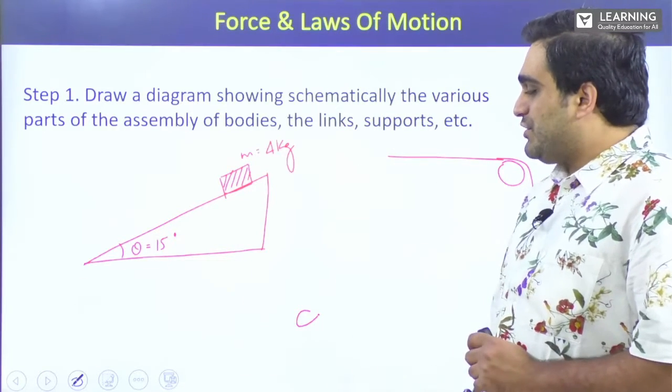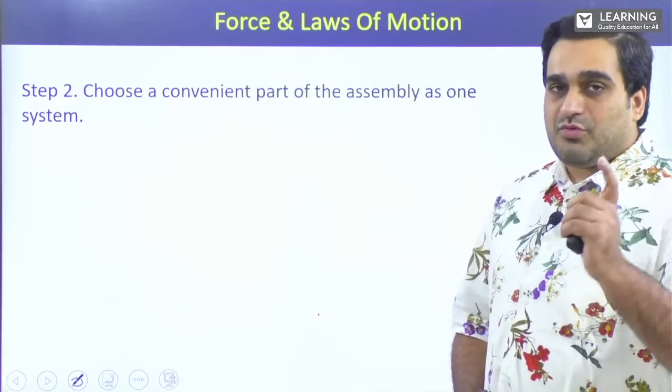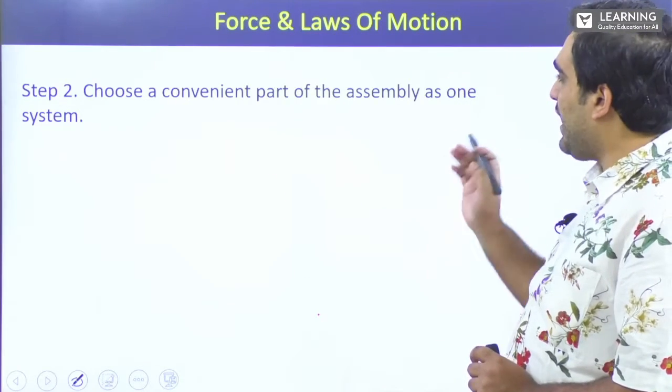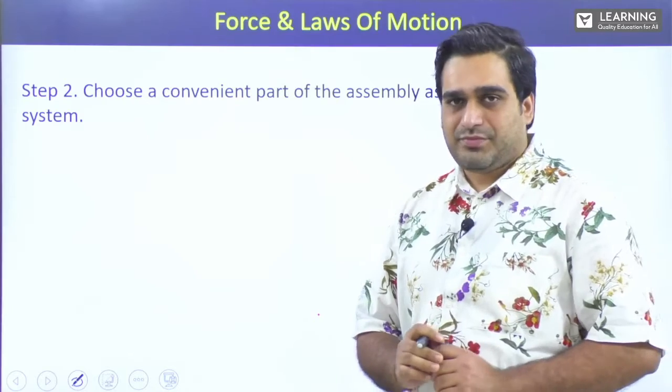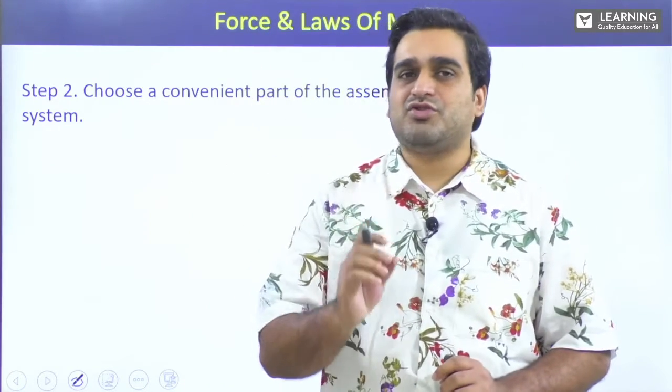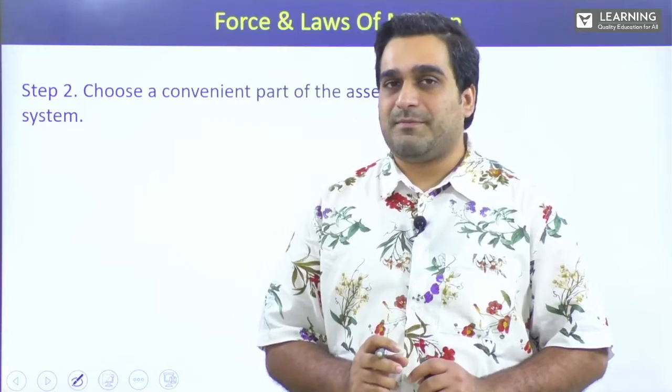So now that we have finished step 1, let's look into step 2. What do we do next? Choose a convenient part of the assembly as one system. Now, why are we doing this? Why do we have to choose a convenient part of the assembly?